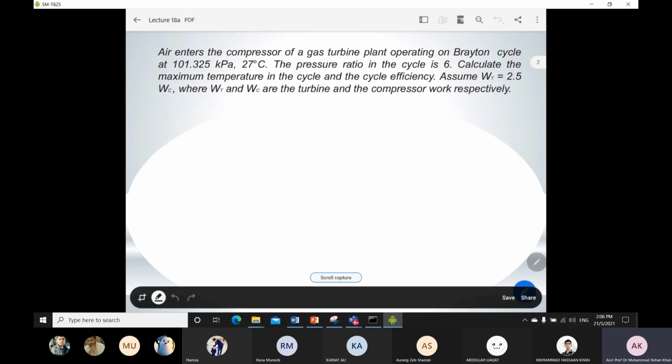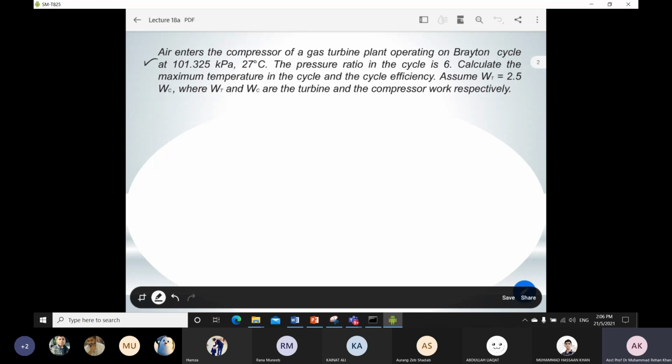Air enters the compressor of a gas turbine plant operating on a Brayton cycle at a pressure and temperature known to you. P1 and T1 are mentioned in the question. The pressure ratio in the cycle, which is the ratio of maximum to minimum pressure, P2 over P1, is also called RP, and it is equal to 6. Calculate the maximum temperature in the cycle.